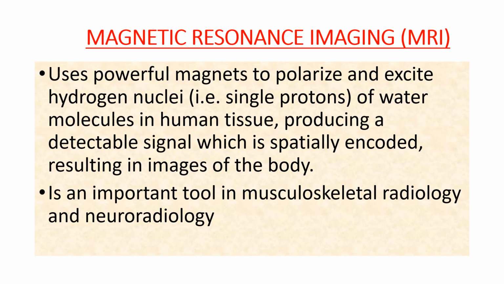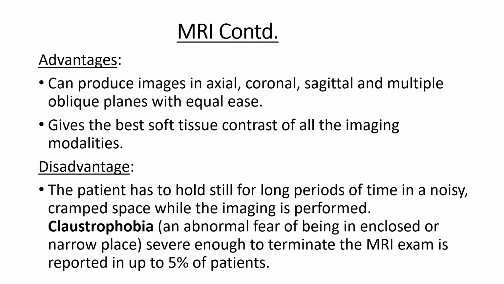Now, magnetic resonance imaging, MRI. This modality uses powerful magnets to polarize and excite hydrogen nuclei, that is single protons of water molecules in human tissue, producing a detectable signal which is spatially encoded, resulting in images of the body. It is an important tool in musculoskeletal radiology and neuroradiology. It can produce images in axial, coronal, sagittal, and multiple oblique planes with equal ease, and gives the best soft tissue contrast of all the imaging modalities.